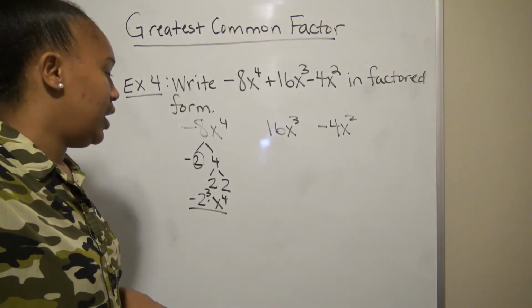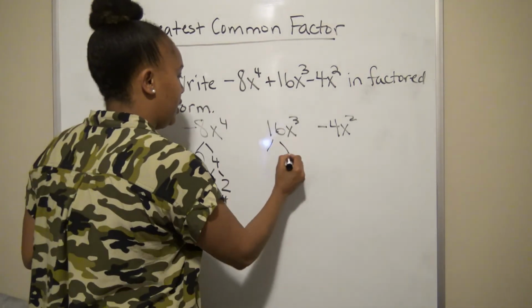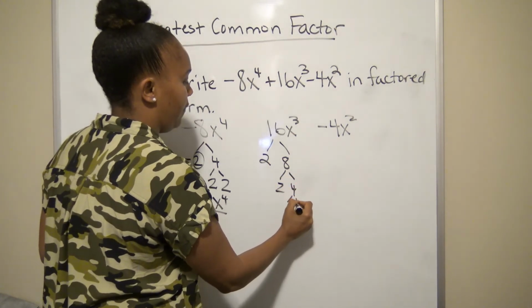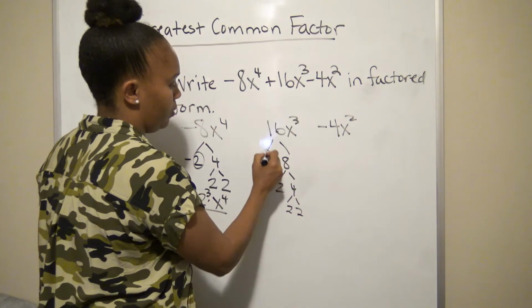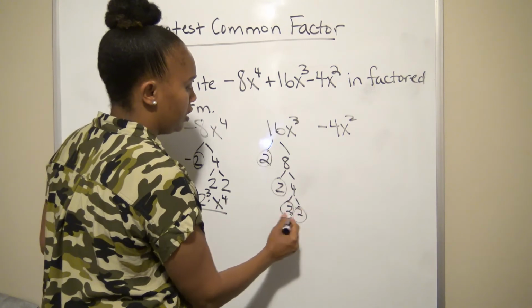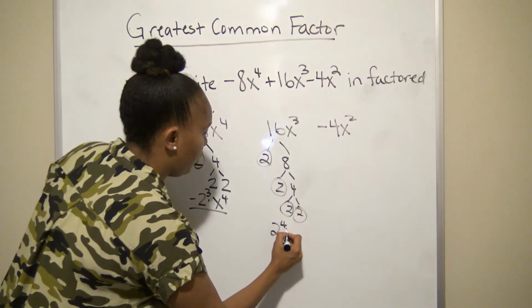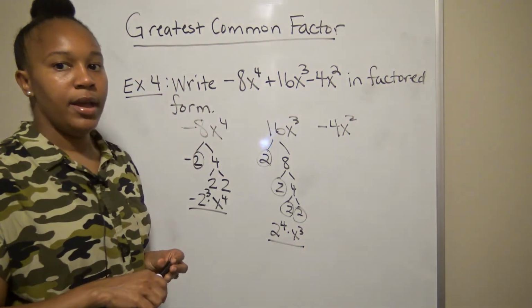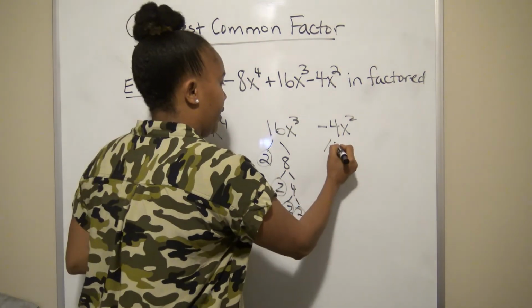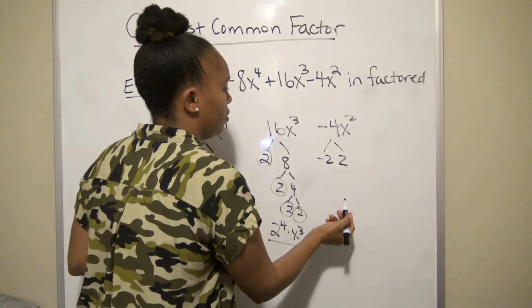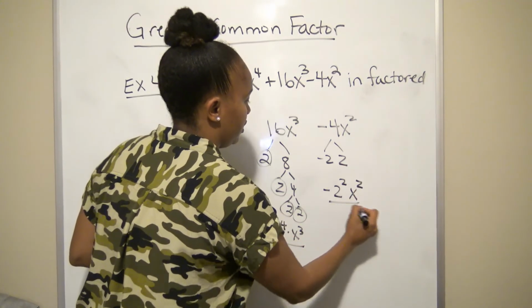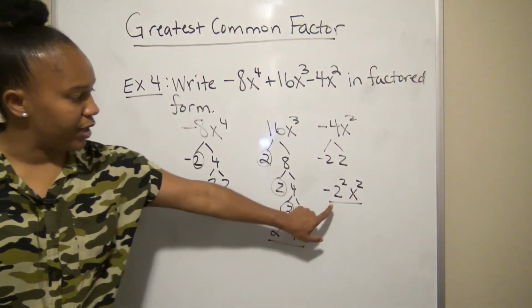All right, 16 is 2 times 8. 8 is 2 times 4, and then 4 is 2 times 2. So you end up with 4 2's. So this ends up being 2 to the 4th times x to the 3rd. And then negative 4 is negative 2 times 2. So this ends up being negative 2 to the 2nd times x to the 2nd. So this is how each of these break down.